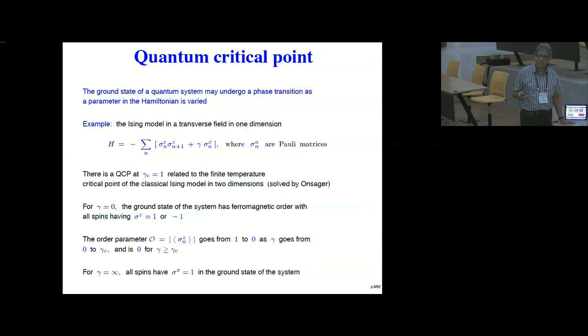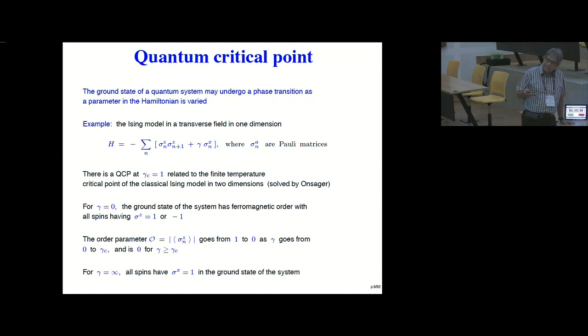If you didn't have this gamma, then this would be a classical model. It's just the Ising model. But when you introduce this transverse field, then it's really a quantum model, because the sigma z and sigma x don't commute. So you have to do something more complicated to find the energy levels of this Hamiltonian. Now you can show, and we are actually going to show this, and we can do this in more detail in the tutorial, that this system has a quantum critical point at gamma c equal to 1.